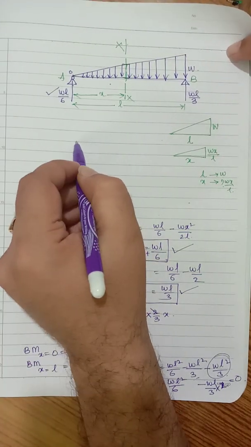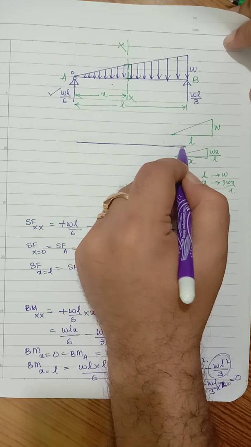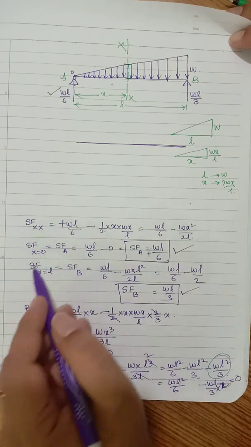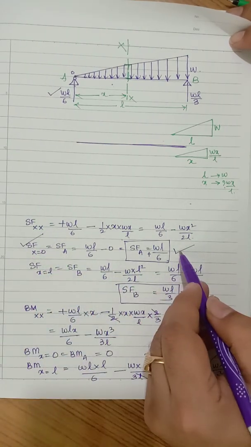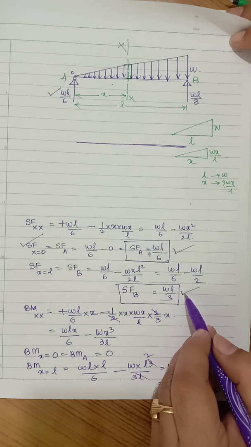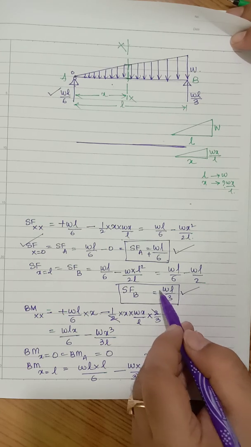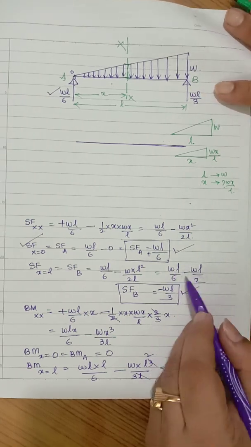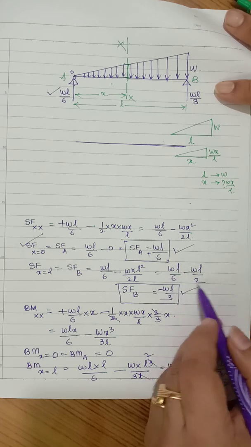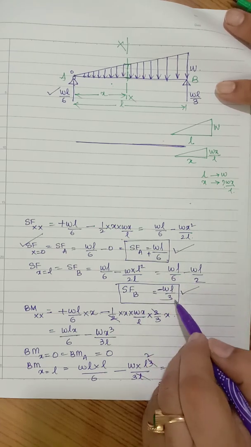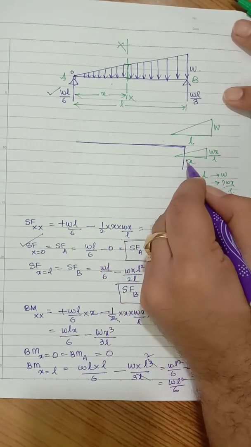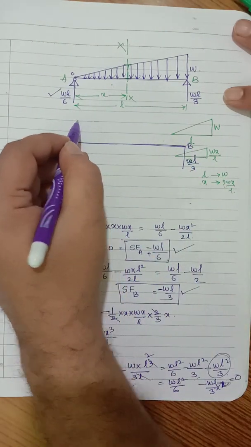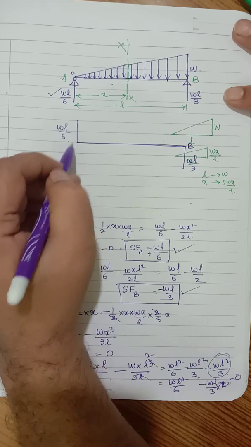Now to draw the shear force diagram, I'm drawing a line which is called a baseline. Shear force at a distance of X is equal to 0, that means shear force at point A, we got as WL by 6, and shear force at point B is WL divided by 3. Actually this has to be negative. WL by 6 minus WL divided by 2, right, so 2WL minus 4WL, 6WL, this will be minus 4WL divided by 12, which is minus WL divided by 3. Now this is negative, so I'm marking negative WL divided by 3 over here, minus WL by 3 at point B, and marking WL divided by 6 at point A.